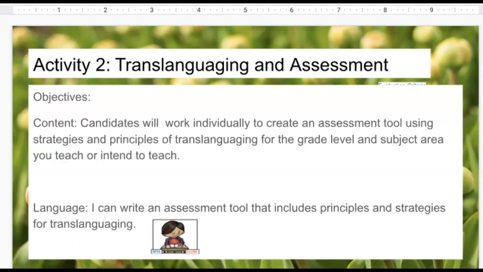Okay, so for activity 2, we're going to talk about translanguaging and assessment. Your objective is that you're going to work individually to create an assessment tool using strategies and principles of translanguaging for the grade level and subject area that you teach or plan to teach. Your language objective is: you can write an assessment tool that includes principles and strategies for translanguaging.